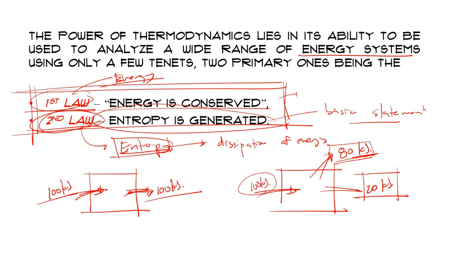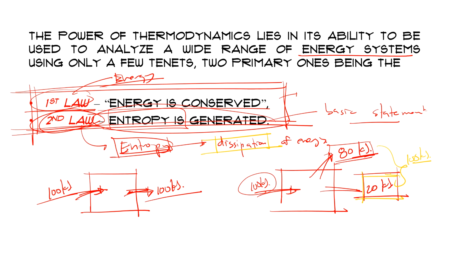Again, the first law is about the conservation of energy, and the second law is all about the generation of entropy. And when I say entropy, that means the dissipation of energy. Take note, it says dissipation, but it's not actually dissipated, because energy is conserved, so the total 80 plus 20 is still going to be 100. So when I say dissipation, it's dissipation with respect to our intended output.